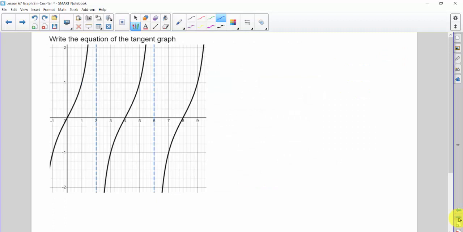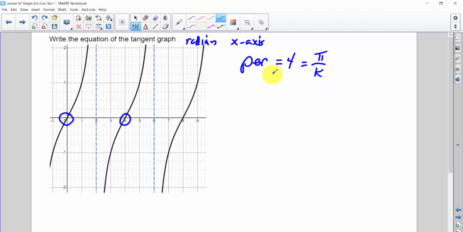Lastly, tangent. So now I look and I automatically know I've got a problem because I don't see any pi's down here, and these aren't degrees. Okay, these are going to be in radians. Radian x-axis. So I look, how long does this graph take to repeat? Well, I usually start, since I know this is a tangent, I look for the 0, 0, and then when it repeats itself. So the period in this case is equal to 4. And I know for tangent, the period is pi over k. So therefore, I can say that k is equal to pi over 4.